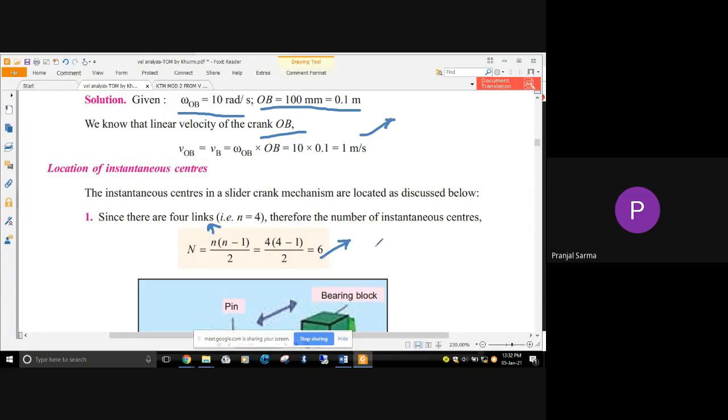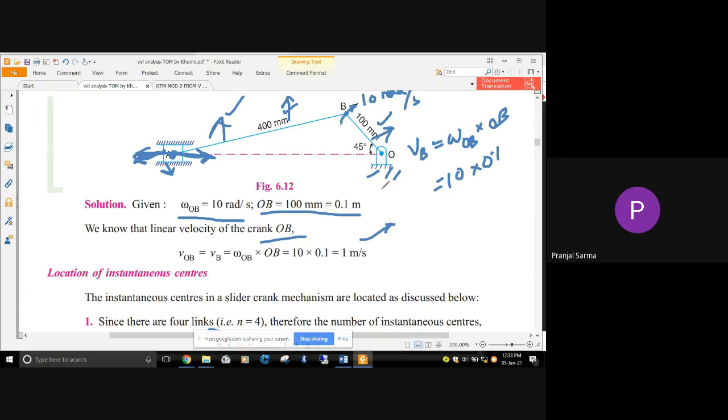For that, just like the previous case, we can make a table, or we can draw a circle, mark the different links, four points, and join them to get the different instantaneous centers. So there are 4 links, numbered 1, 2, 3 and 4. Link 1 is the fixed link, link 2 is the crank, link 3 is the connecting rod, and the slider is link 4. This way we are going to number them. We must number them, then only will we be able to say it properly.